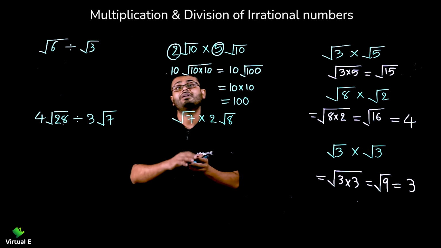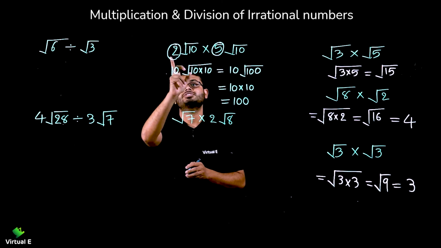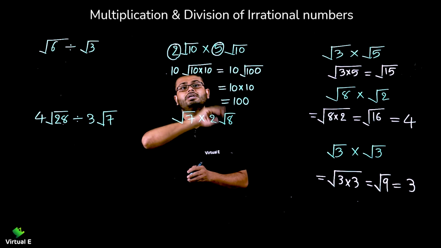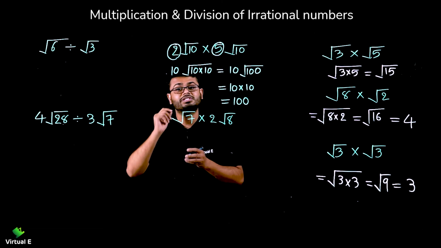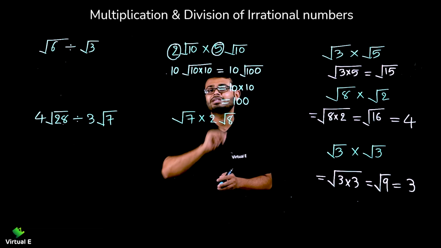Remember, whenever you have any whole number with that, you need to multiply whole number with whole number only, that is 2 into 5, 10 here, and square root with square root like we did over there. So 10 into 10, that is 100. Now square root of 100 we can find because it is a perfect square. So that is 10. Now multiply both of them, that is 100.